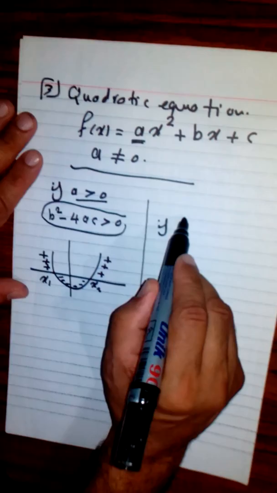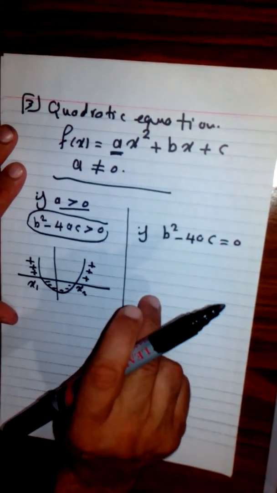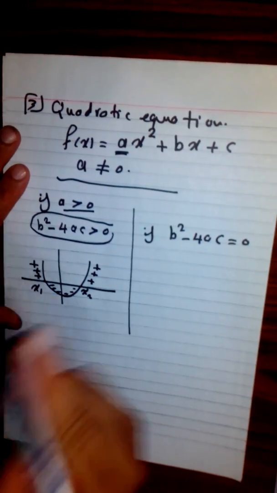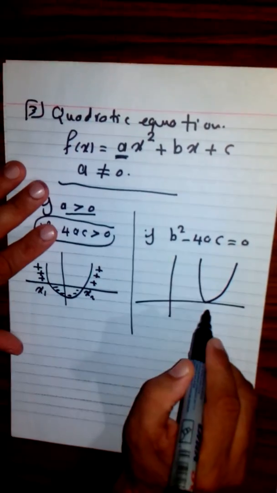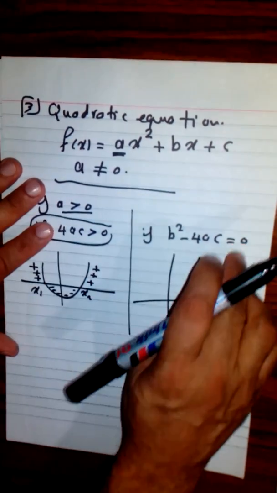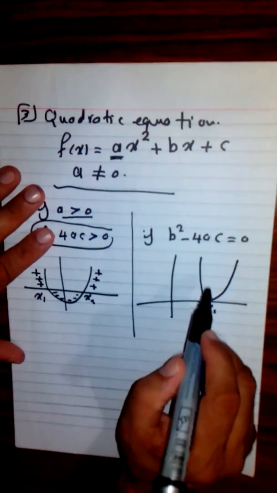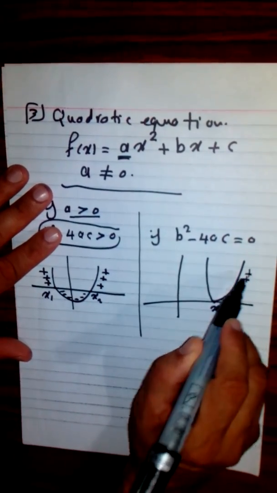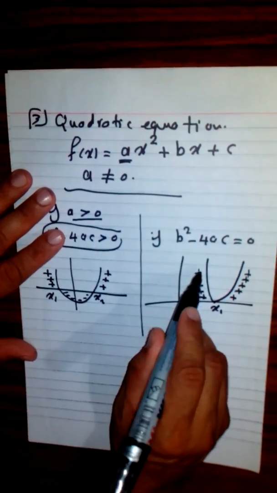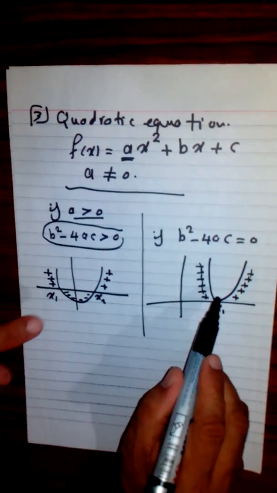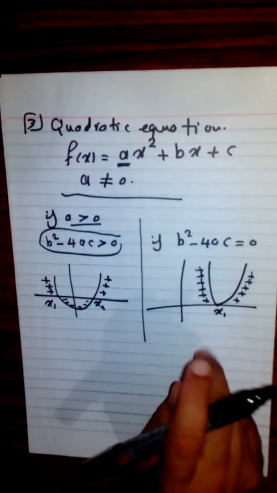If b squared minus 4ac equals 0, then the curve intersects the x-axis at 1 point, like this. There is 1 point of intersection between the curve and the x-axis. If x is on the right of x1, then f of x is positive. If x is on the left of x1, then f of x is positive. f of x1 is 0. f of x is positive if x belongs to R minus the set which contains x1 only.